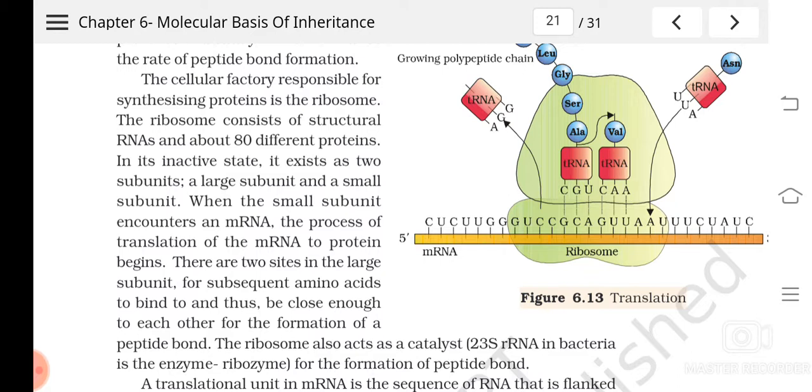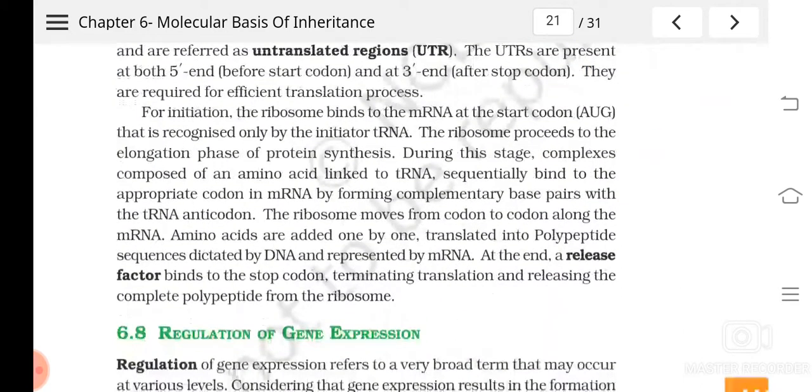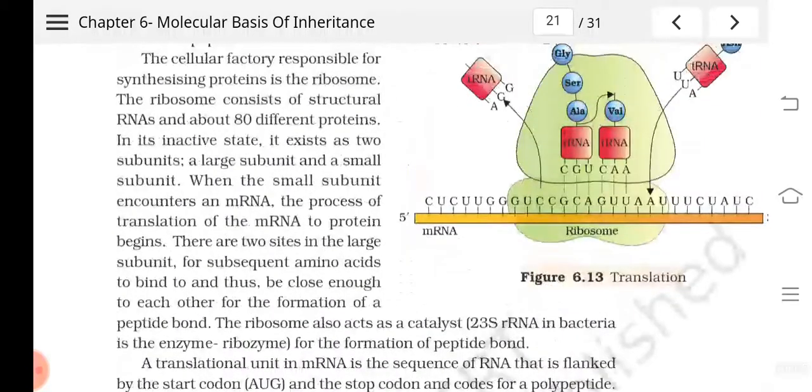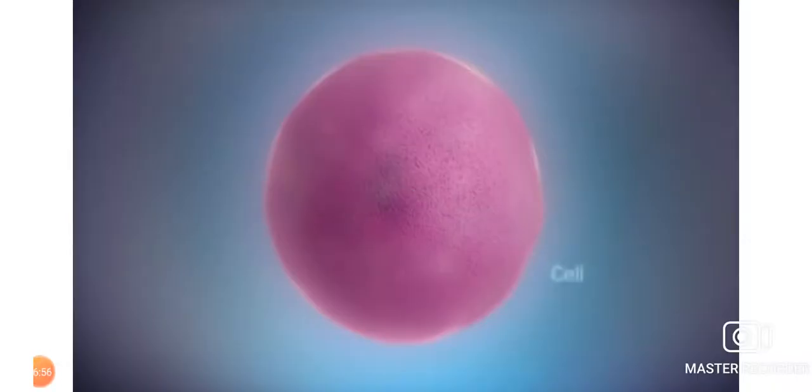And when will this process stop? When release factors bind to the stop codons, the ribosome cannot stay there. It gets dissociated and detached from the mRNA, and that results in the stopping of the translation process. Is it clear? You can see some videos of how this process takes place.